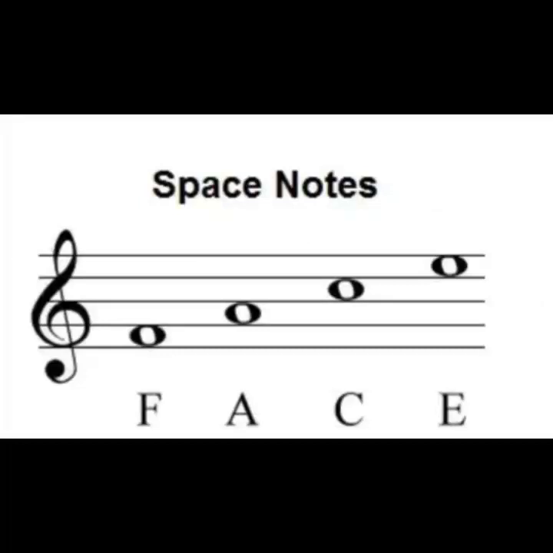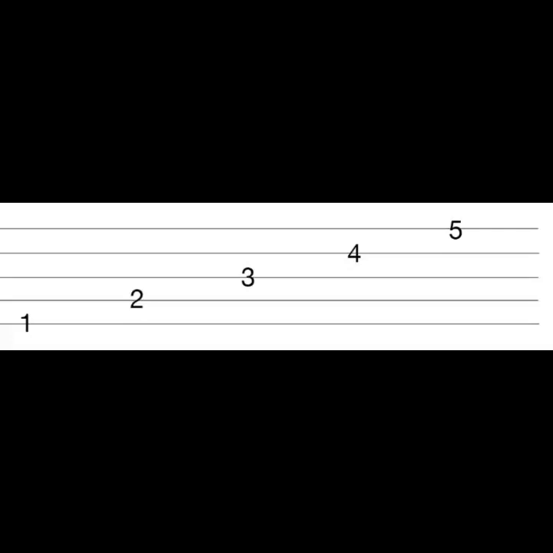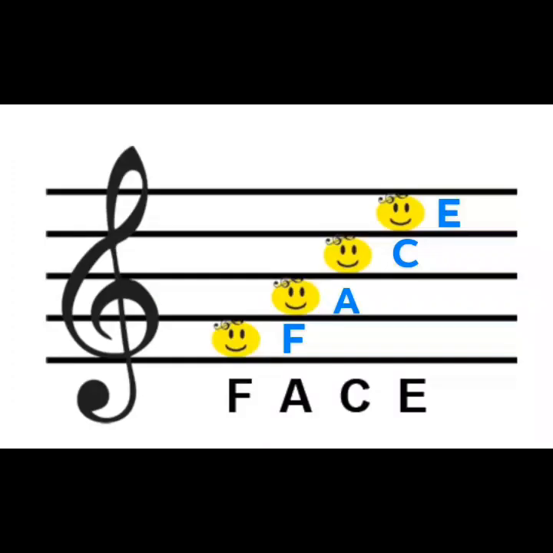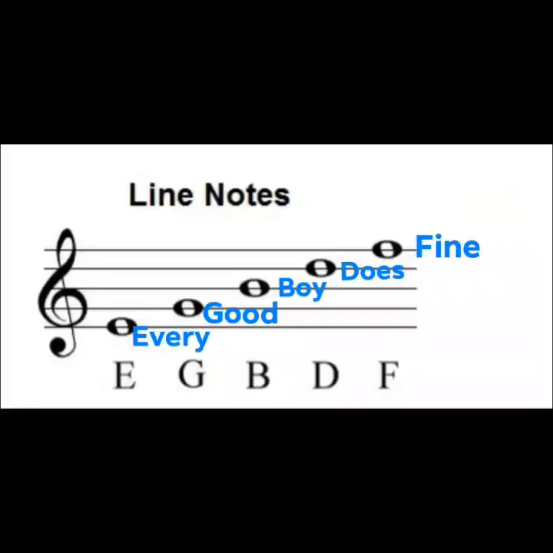For example, on the 4 spaces, we have letter F, A, C, E, or the word face. And on the 5 lines, just remember the notes written on the 5 lines. For example, we have the E, G, B, D, F, or every good boy does fine. Once again, for 4 spaces, F, A, C, E, or face. And on the 5 lines, we have E, G, B, D, F, or every good boy does fine.